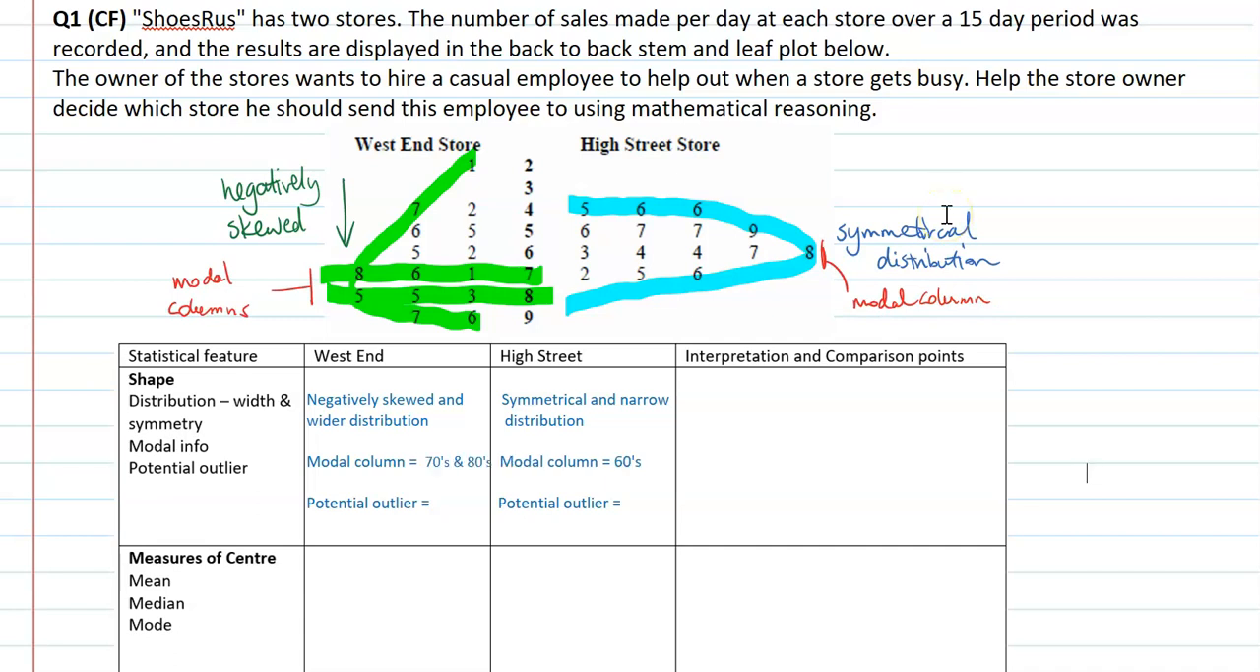And if I look for any potential outliers, I can't see any in the High Street store, but I do suspect that in the West End store, this might be an outlier. And obviously I'll need to prove that later by using my interquartile range.